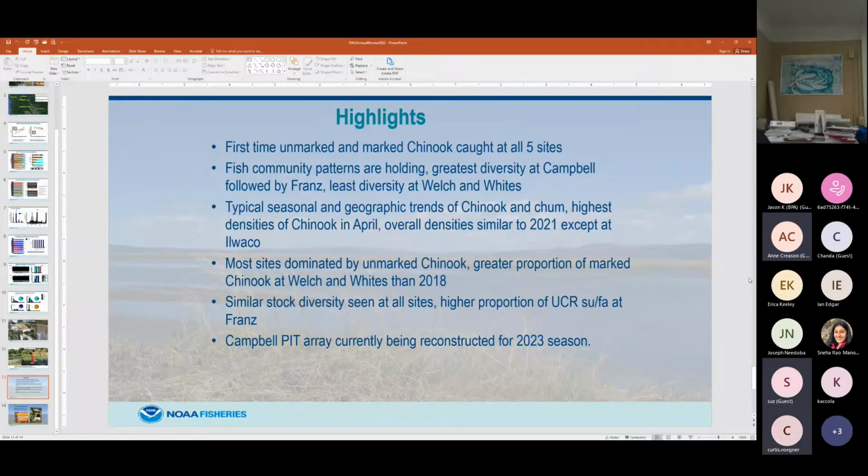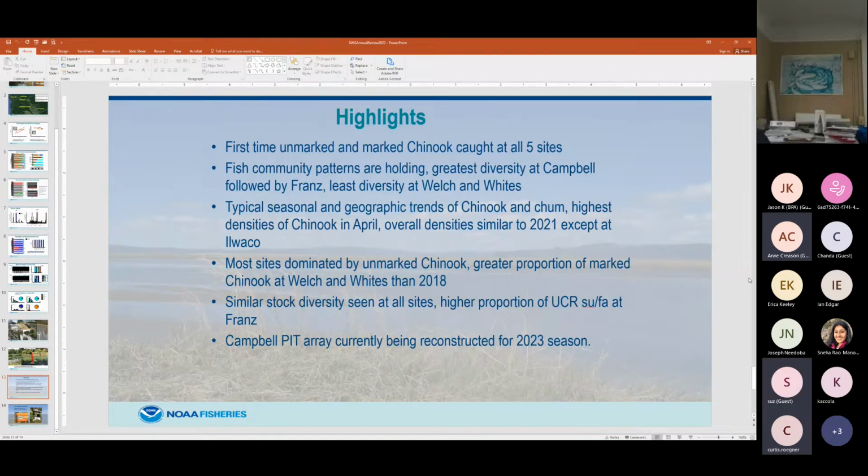And whole sites dominated by unmarked Chinook, which is not uncommon. And we saw similar stock diversity at the site this year. However, we did see pretty much predominantly all of the upper Columbia River summer falls at Franz this year. So that's very interesting.